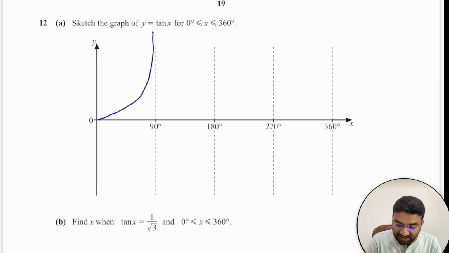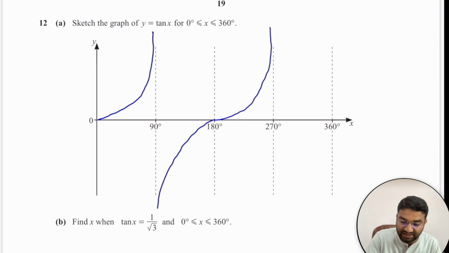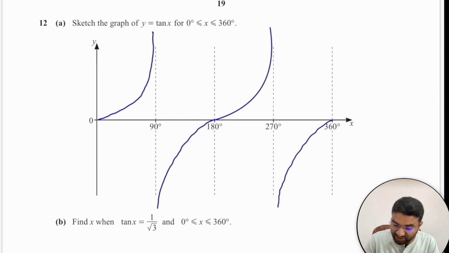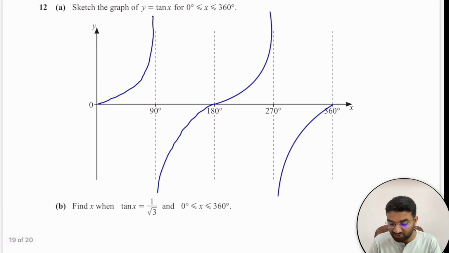Fine. Then 180, from 180 to 90 you will get graph like this, and then 180 to 270 you will get like this. Okay, and then nextly 360 it will be like this. Okay, so this is how, means you will get the graph for tan of x. And here the second part, tan of 1 upon root 3, you have to find out the value. Tan of 1 upon root 3, if you calculate in the calci you will get around 0.57, means 0.6.